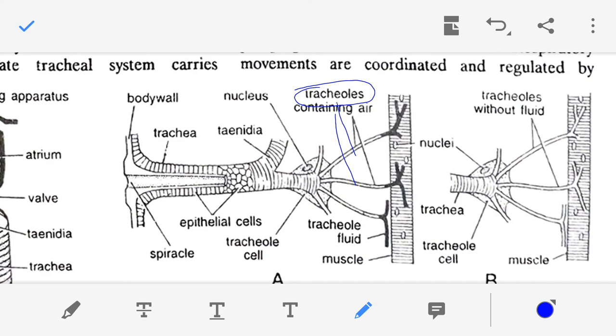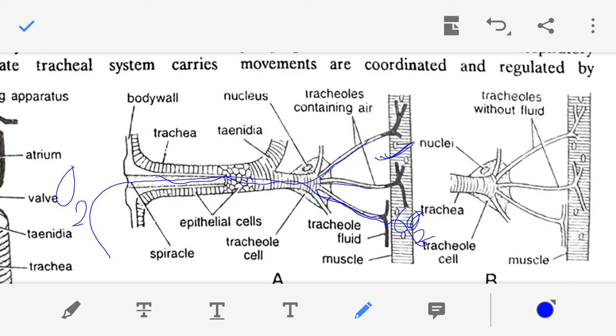And the ends of the tracheole, which are shown in black color, are filled with fluid. So atmospheric oxygen enters from the spiracle into the trachea, then the oxygen passes into the tracheole, then it enters into this fluid, and then oxygen enters into this muscle cell. Now from the muscle cell, CO2 comes out, and the CO2 enters into this fluid of the tracheole. Then CO2 moves along the same path but in the opposite direction, and CO2 comes out from this spiracle. So this is how insects are respiring.